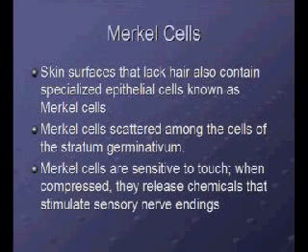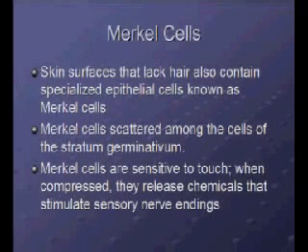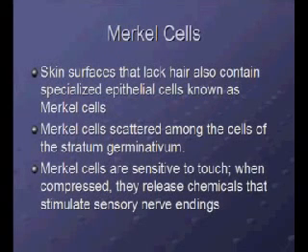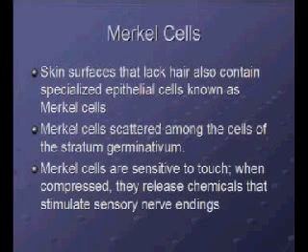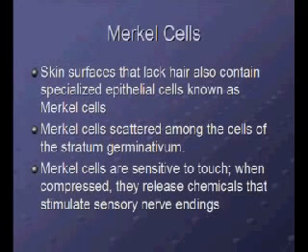Another cell type is called Merkel cells. Skin surfaces that lack hair also contain specialized epithelial cells known as Merkel cells. Merkel cells are scattered among the cells of the stratum germinativum. Merkel cells are sensitive to touch. When compressed, they release chemicals that stimulate sensory nerve endings. These sensory nerve endings send the signal back to the brain that helps the brain to interpret what the environmental stimulus is.